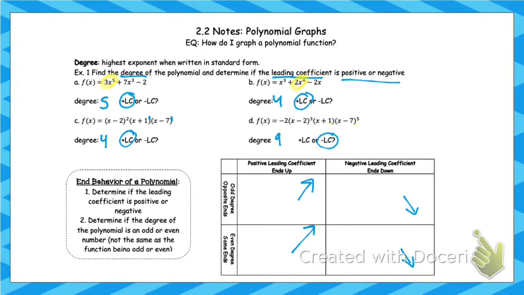Then we look at the number of the degree. If that number is an odd number, any odd number for a degree, our ends will be opposite. So odd degree has opposite ends. If the degree was an even number, then our ends go in the same direction. So even is same, odd is opposite. Positive leading coefficient means we end up. Negative leading coefficient means we end down.